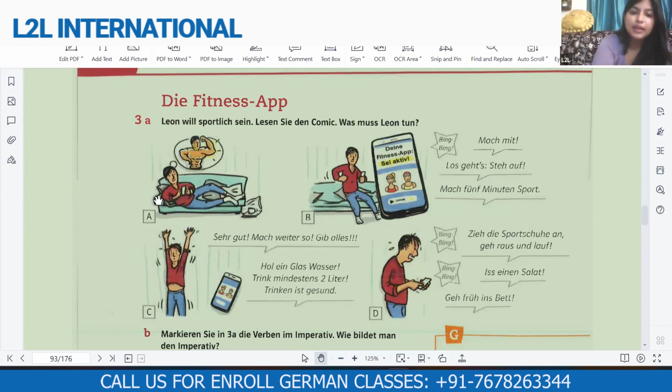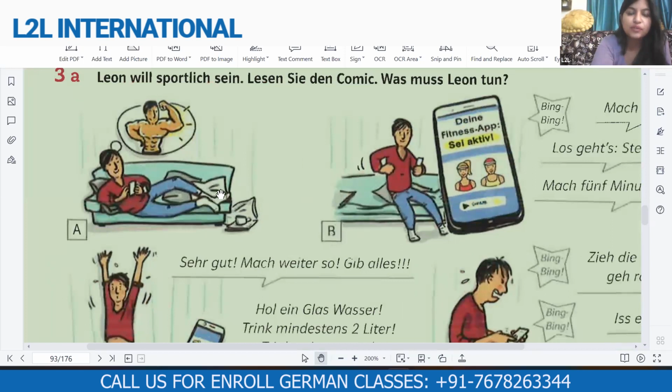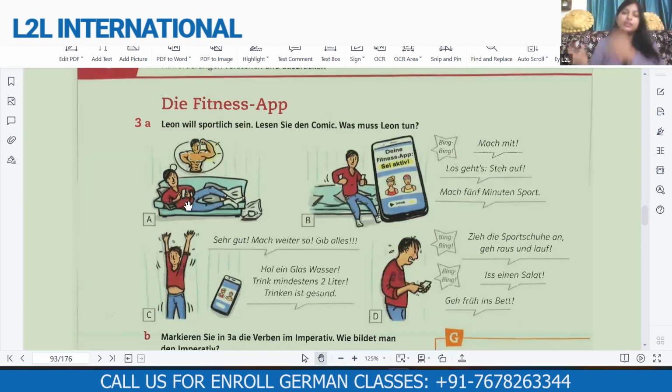Number A, it shows in the picture that he's sitting idly on a sofa and he's, I think, doing something with mobile. So what could be the first piece of advice that you want to give him from all these sentences that are written here? What do you think?